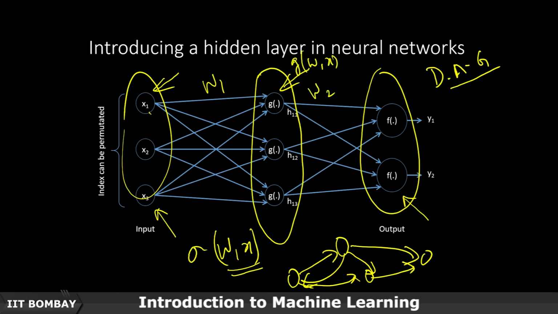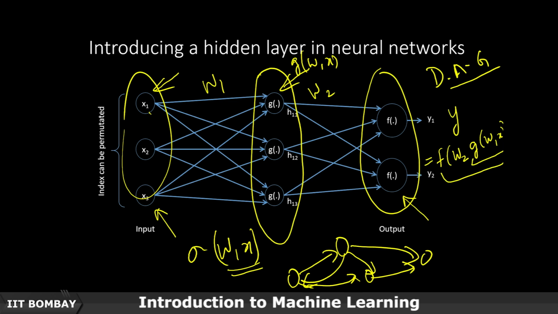And what we get finally is y, a vector, y is equal to f times W2 times g of W1 times x. So it's matrix multiplication. Let's try to write it in a single line: y is equal to f of W2 times g of W1x. So this is layer 1, this is layer 2.